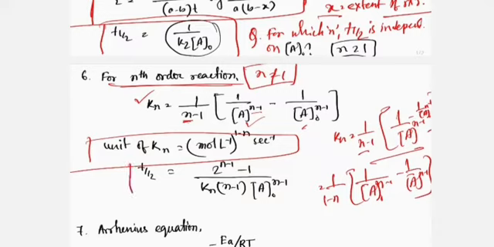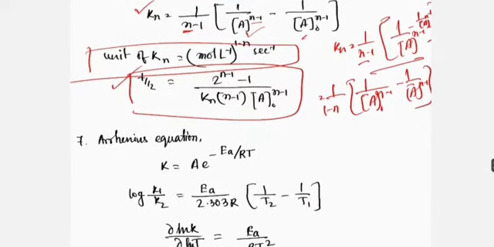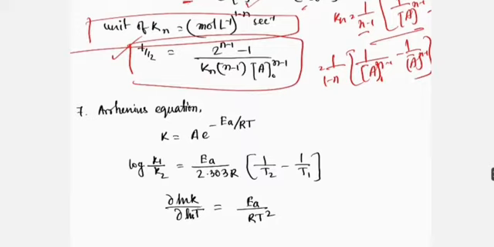Now the T half for nth order reaction is T half equal to 2 to the power n minus 1 minus 1 over Kn into n minus 1 into A0 to the power n minus 1, right? So remember, you cannot use it for n equals 1, right? You cannot use it for n equals 1. Otherwise, for any n value, these formulas are applicable, right?